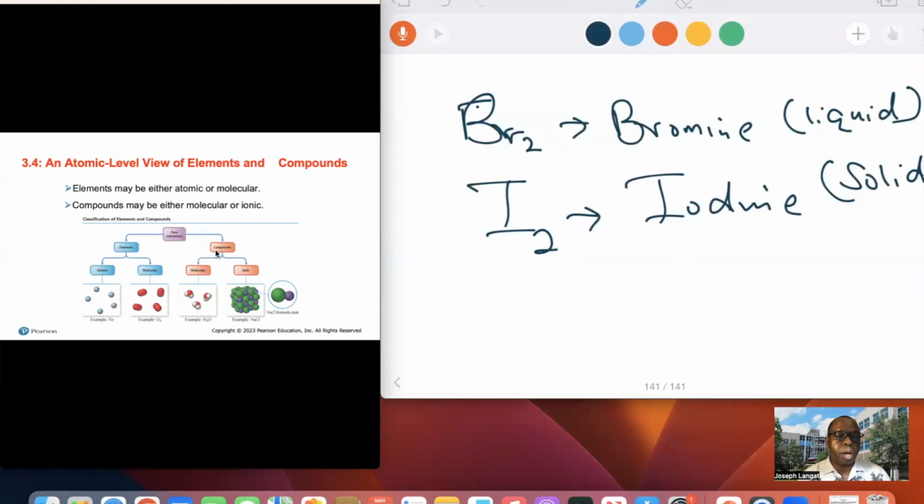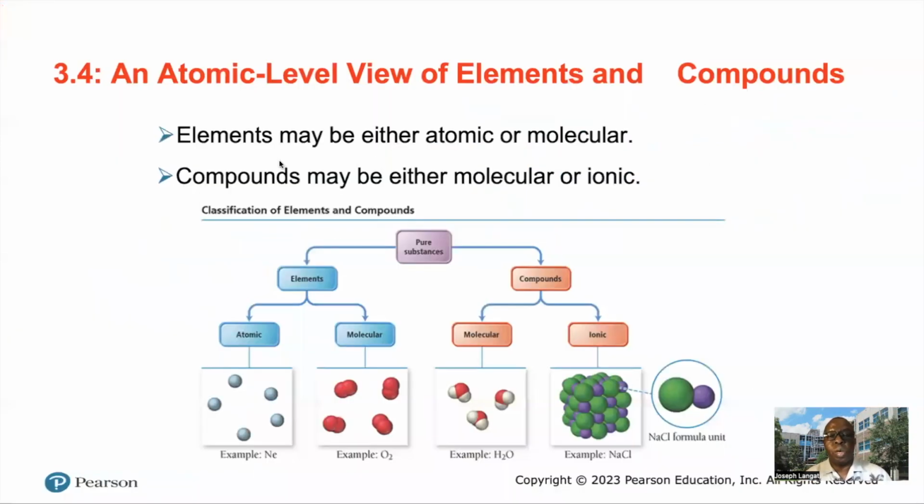And then compounds, which means 2 or more elements combining together, can be molecules, 2 or more nonmetals coming together, or ionic compounds, a metal and a non-metal. Please remember that, make your own notes so that when you are given a compound, you should be able to classify it as either molecular compound or covalent compound.